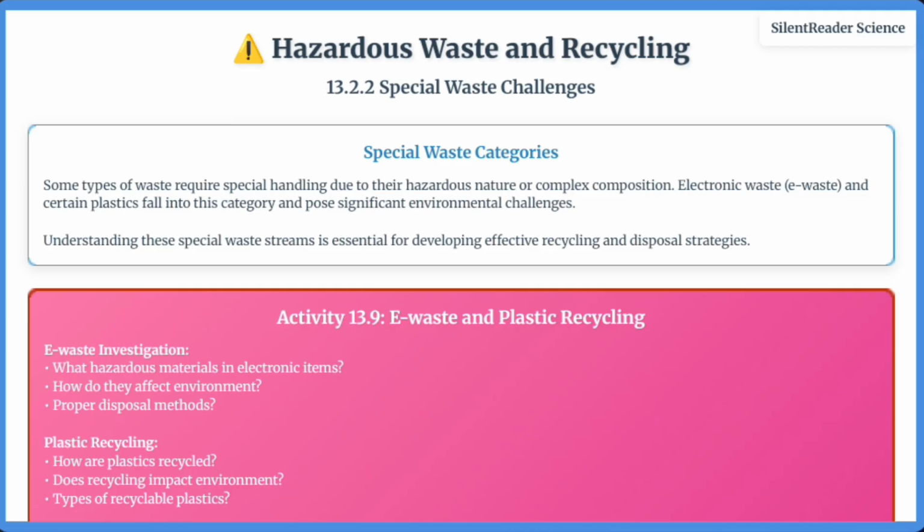Another challenging category is plastics. While plastics are incredibly useful, their non-biodegradable nature makes them an environmental problem. Plastics are categorized by recycling codes: PET for water bottles, HDPE for milk jugs, PVC for pipes, LDPE for bags, PP for containers, and PS for foam products. Recently, biodegradable plastics have been developed, but we need to research whether they truly biodegrade completely or if they still cause environmental harm. Understanding these special waste streams helps us develop better recycling and disposal strategies.